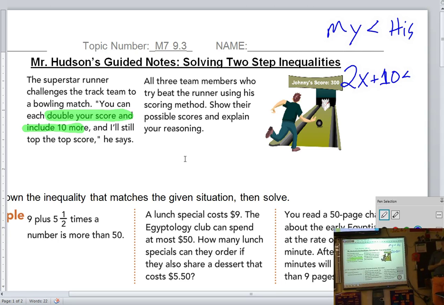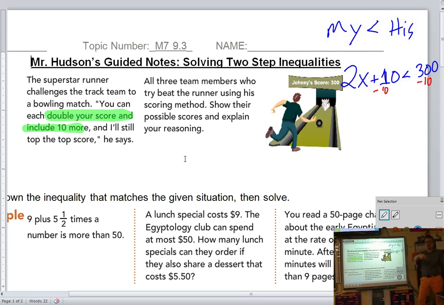Now, what is Johnny's score, though? Hayden? 300, right here above the bowling lane. You can see his score was 300. So the first thing we do, please change colors or use a highlighter to show that we're doing this to both sides. What do I get rid of first, Jack? Get rid of the 10 on both sides. Yeah, I get rid of the positive 10, or the plus 10. So to do that, we subtract.